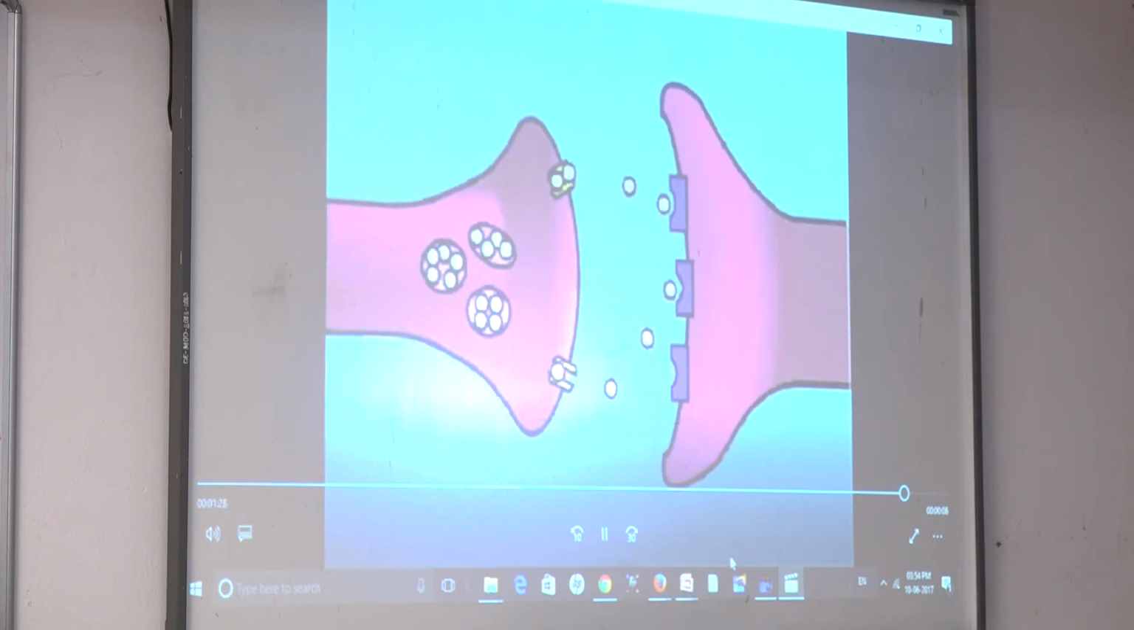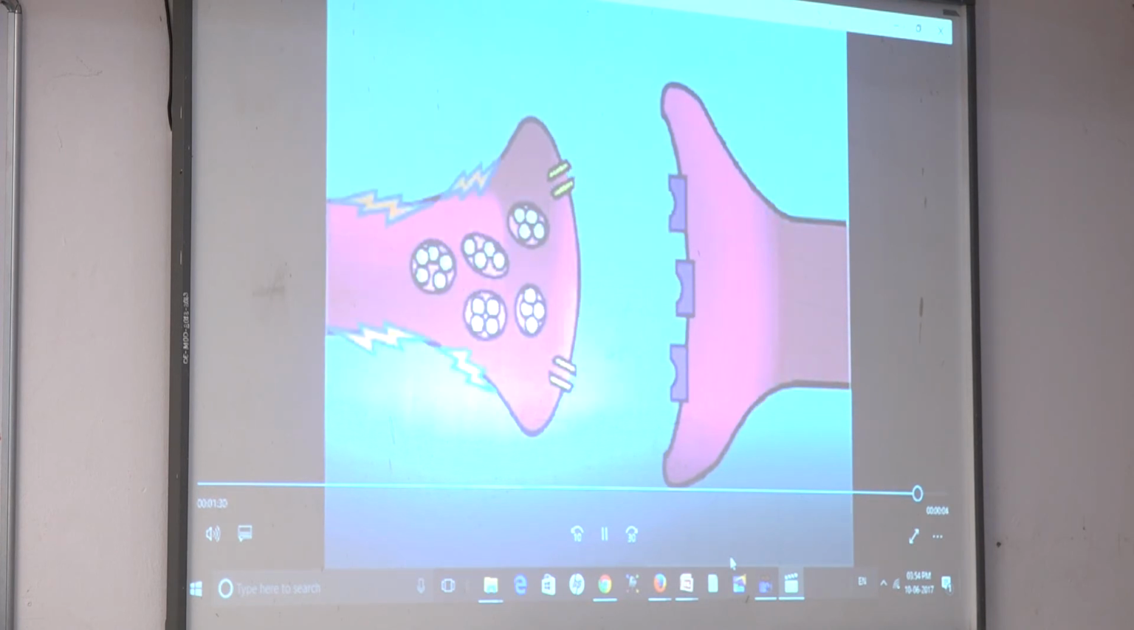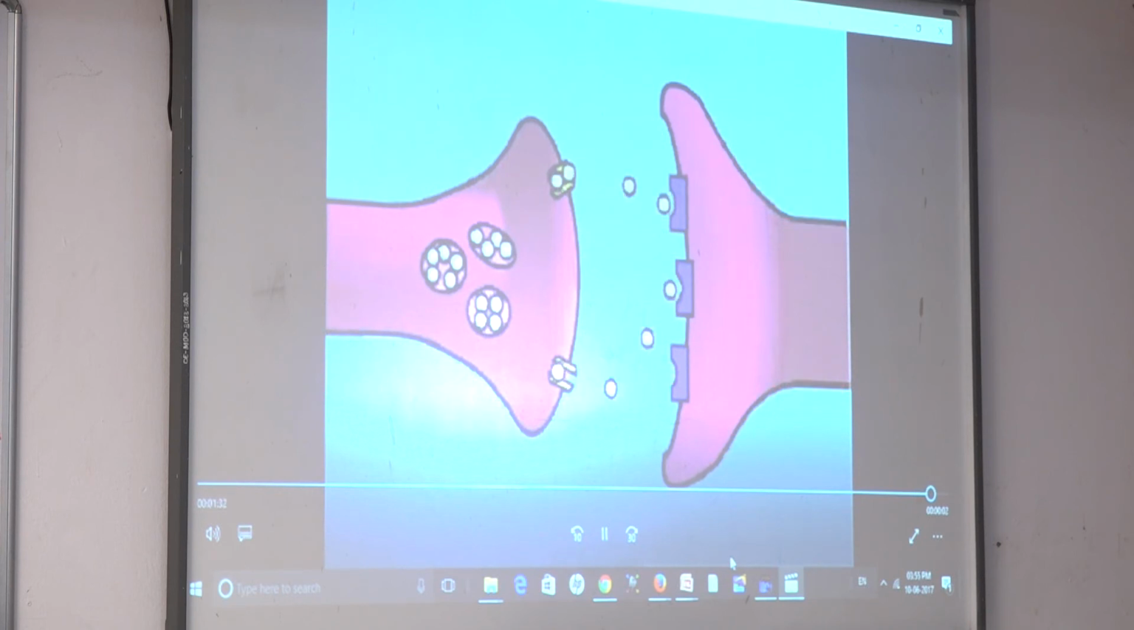The entire process repeats each time an action potential reaches the axon terminal of the presynaptic neuron.